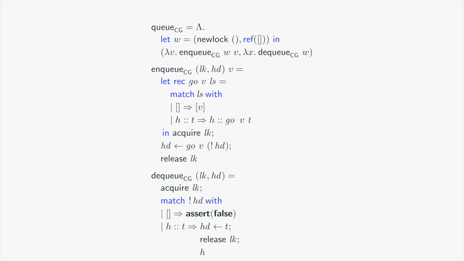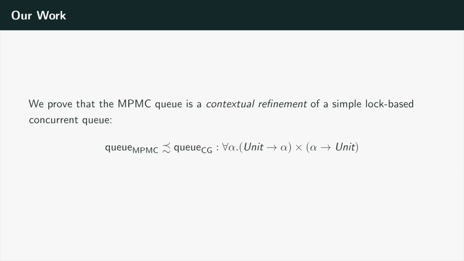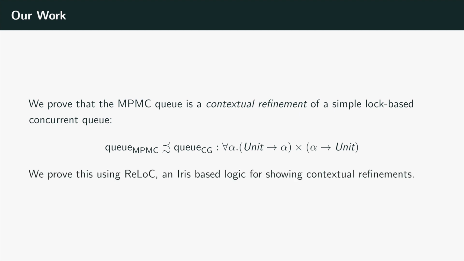So we take this very simple queue to be the specification of what it means to be a concurrent queue, and then we prove that the MPMC queue behaves according to this specification. We prove this refinement using the Iris-based logic ReLoC, which is a logic for showing these types of contextual refinements.